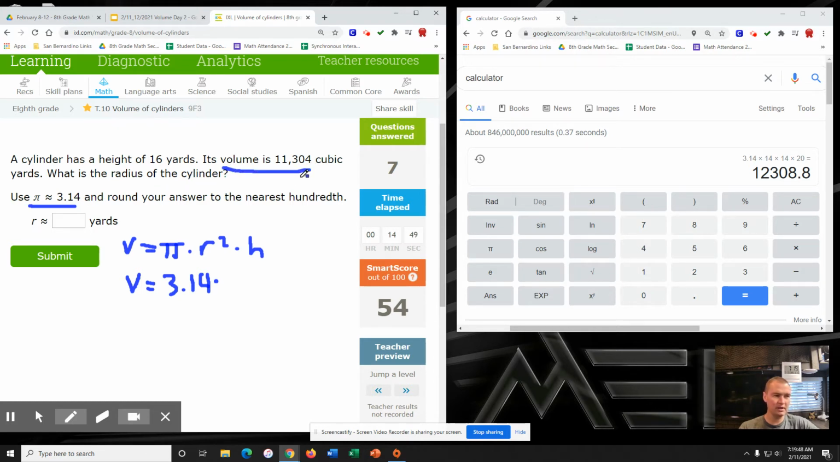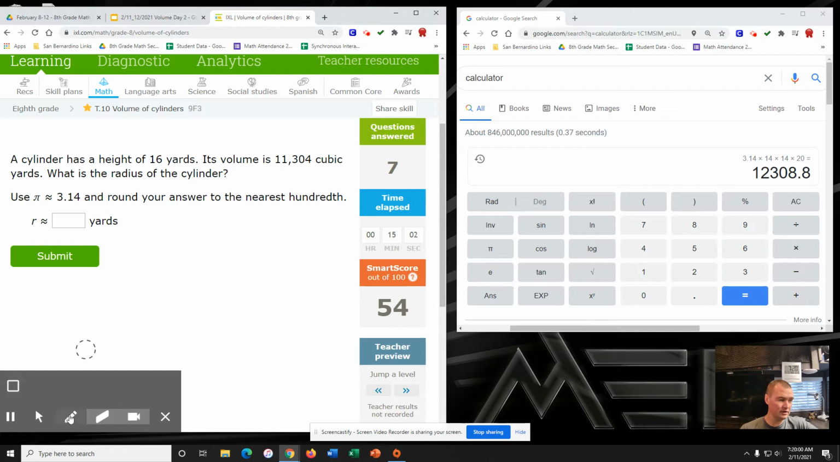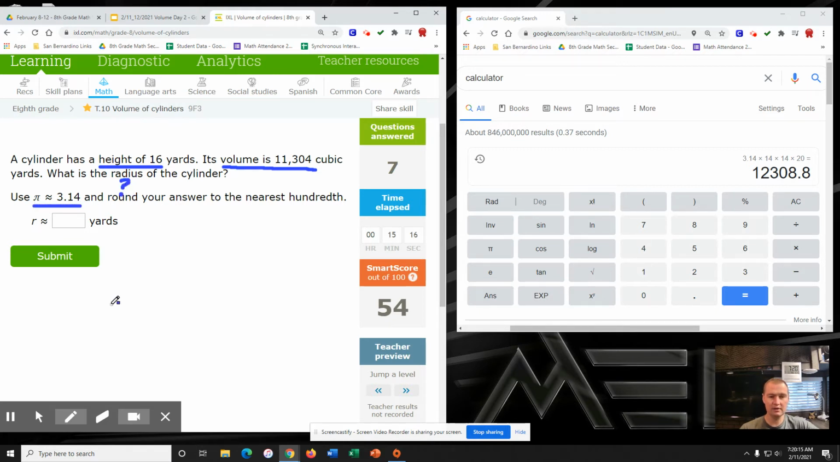Its volume is 11,304. So what they did is they're now giving you the volume. So what I'm going to do is we're going to change V. I didn't mean to clear the whole board. Okay, so let's go ahead and find out what we do know. So cylinder has height of 16. We know the volume is 11,304. It's asking for the radius, and we know pi is 3.14. So it's going to make our problem a little bit more interesting.